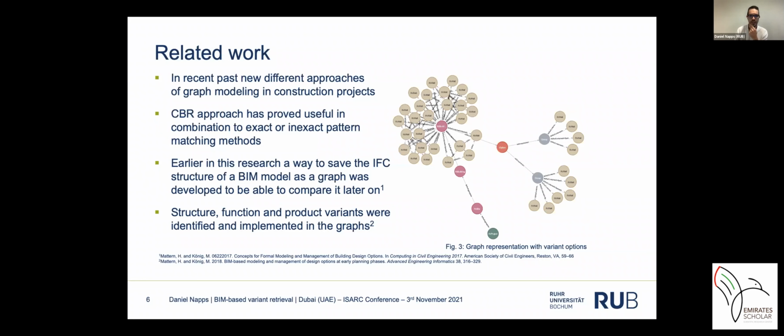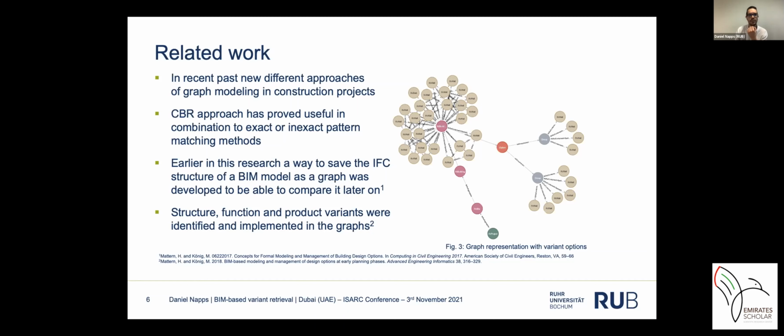What research approaches exist? In the recent past, you can find different approaches of graph modeling in construction projects. In 1996, there was a basic idea of finding suitable design options for floor plans, but without connection to BIM. Concerning this variance, I would like to relate to my paper. The CBR approach was proven useful in the later past in combination with exact or inexact pattern matching, and I will start with that in the next slides.